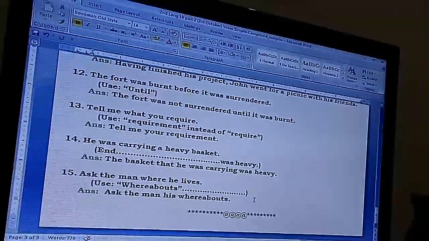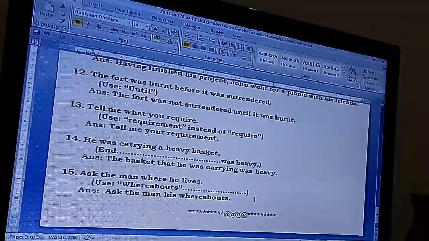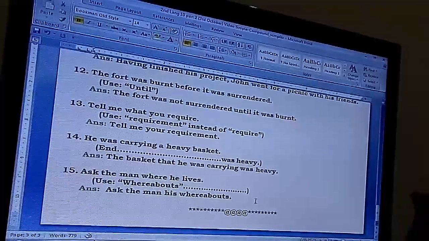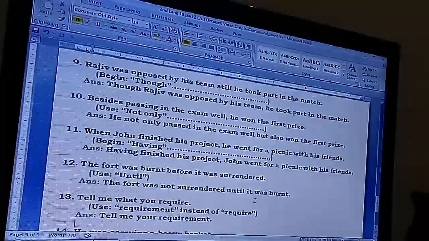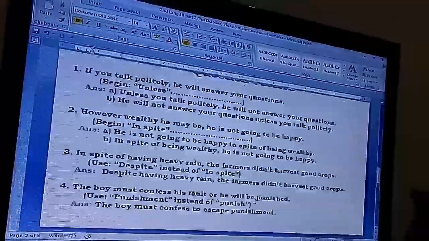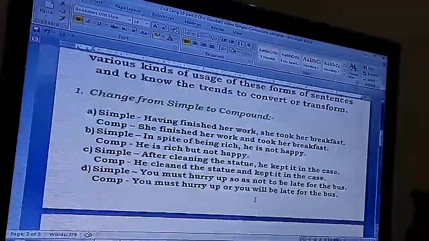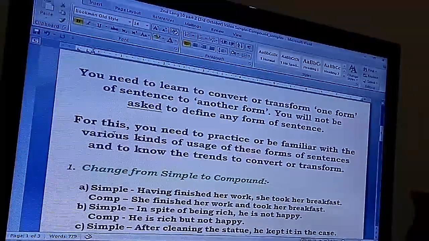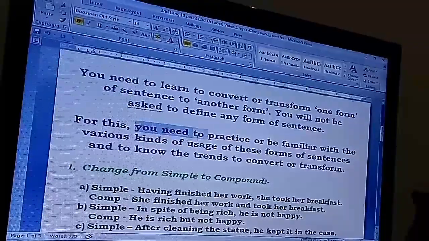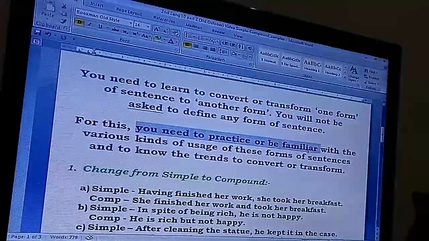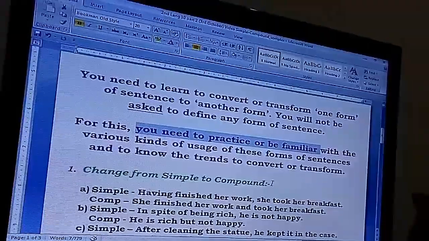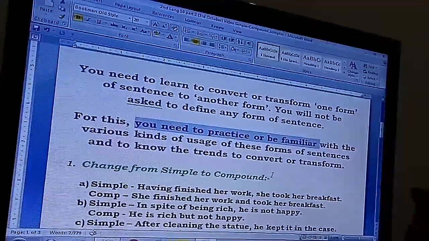You are all tired, no? It's the time for you to retire. No, don't retire. I would say recapitulate. I'm not revising, but I just remind you today once again these particular things. For this, you need to practice and be familiar with these various kinds of usages.